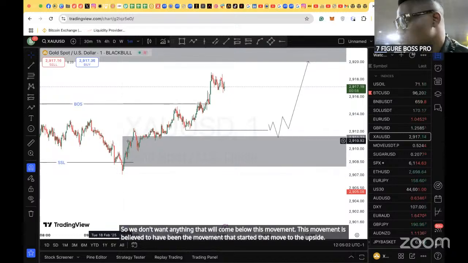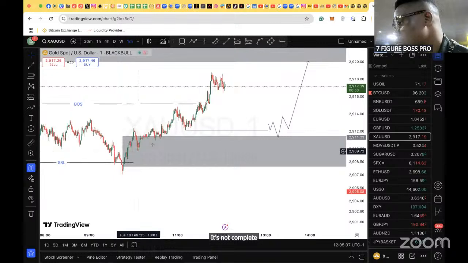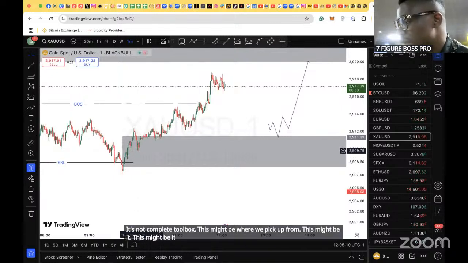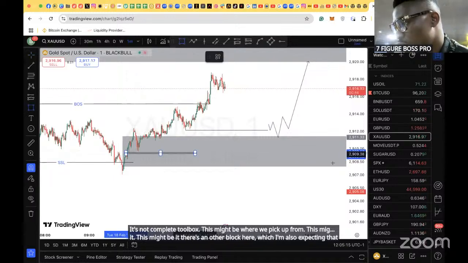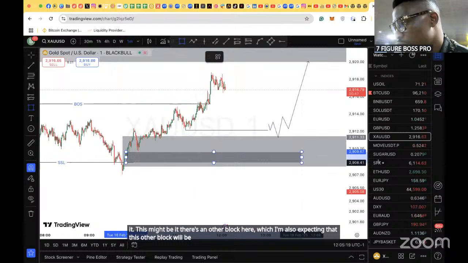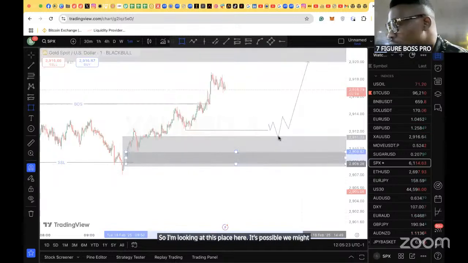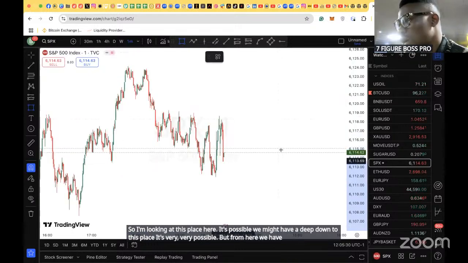So we see the structure broken clearly from here. The pullback is not complete. It's not a complete pullback, so this might be where we'll pick up from. This might be it. There's an order block here, which I'm also expecting will be the final one before we go to the upside. So I'm looking at this place here. It's possible we might have a dip down to this place. It's very, very possible. But from here, we have entries going to the upside.